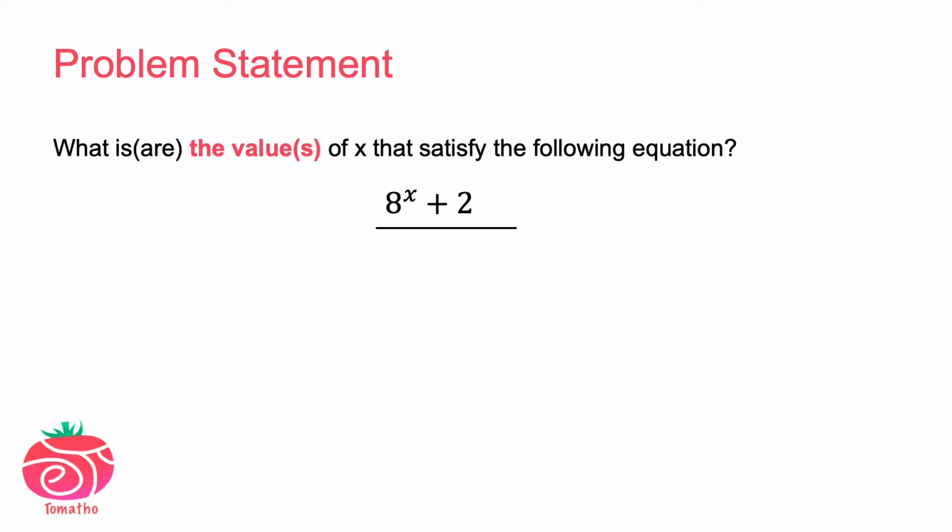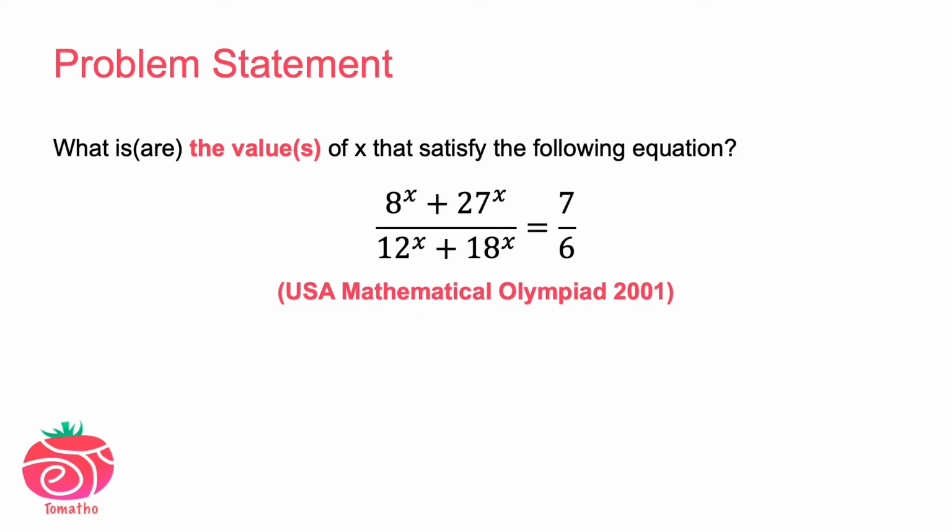Here is the problem statement. What are the values of x that satisfy the following equation? 8 to the power of x plus 27 to the power of x over 12 to the power of x plus 18 to the power of x equals 7 over 6. This question is taken from the USA Mathematical Olympiad in 2001. Can you solve it?